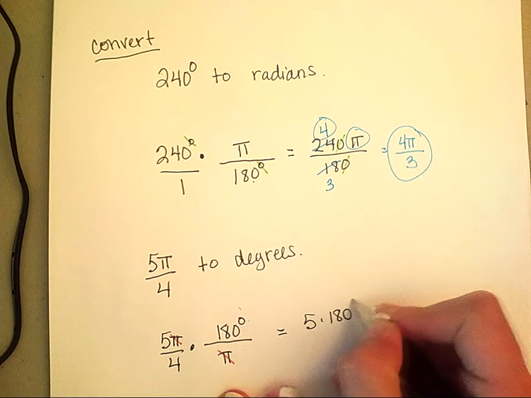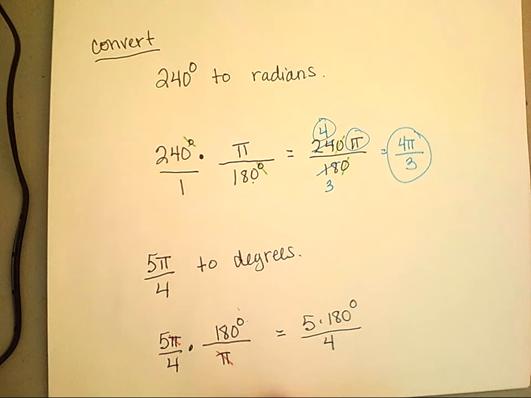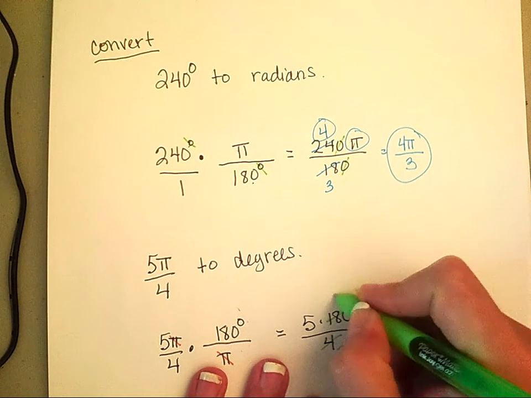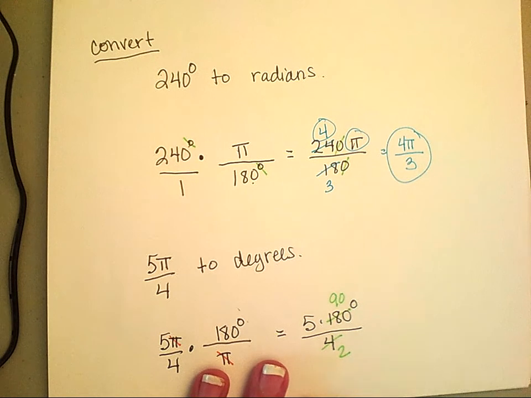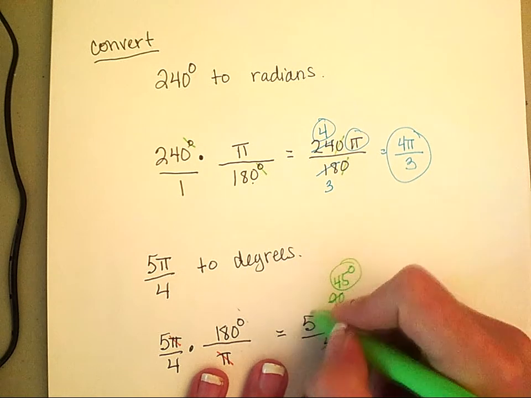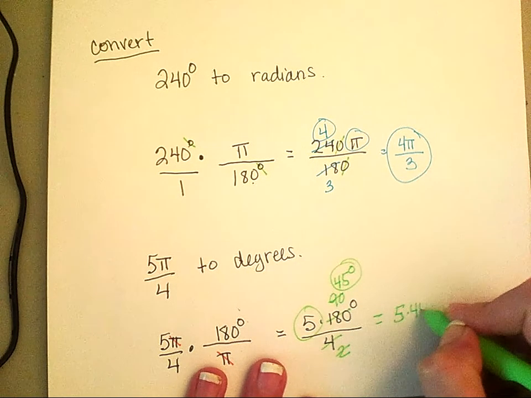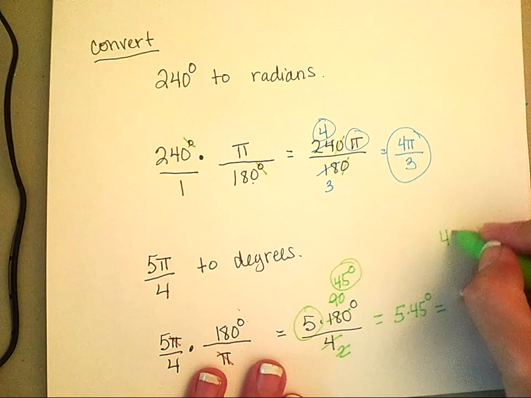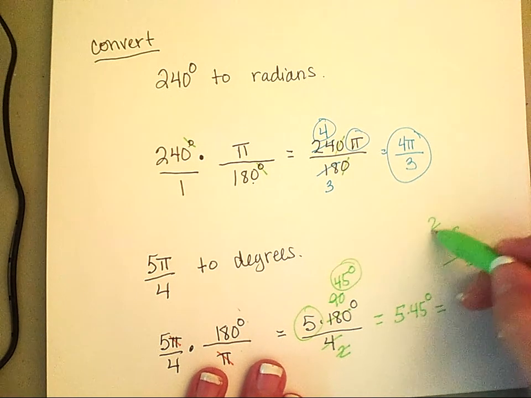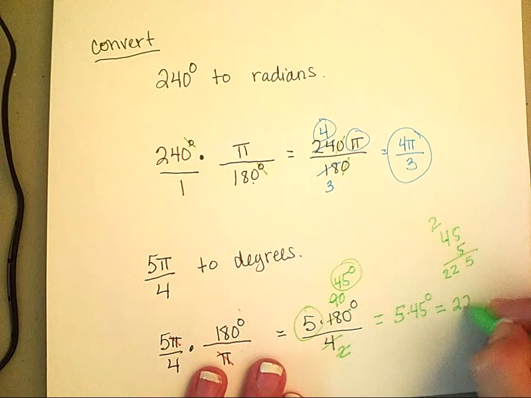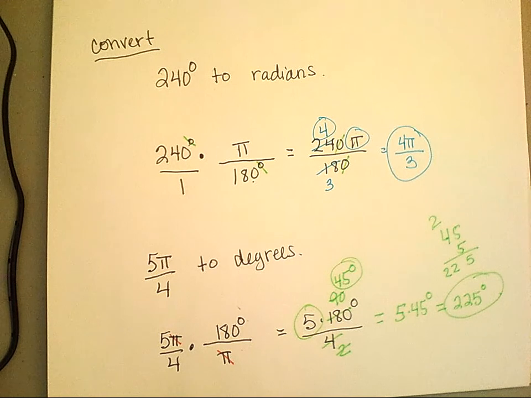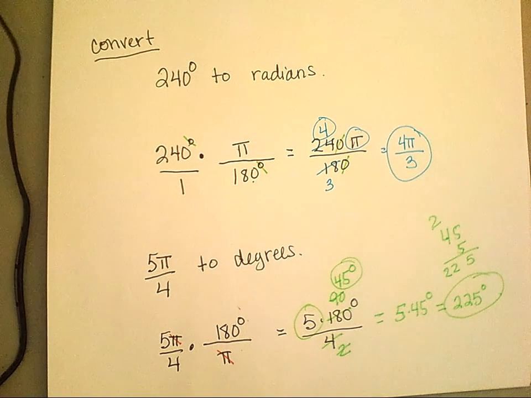So we'll be left with 5 times 180 degrees over 4. But we can simplify that. 2 will go in here twice, and then here 90 times. And 2 goes into 90 45 times. So what we're left with is 45 times 5. So 5 times 5 is 25, 5 and 4 is 20. It's 225 degrees. So this is how you can convert between the two.